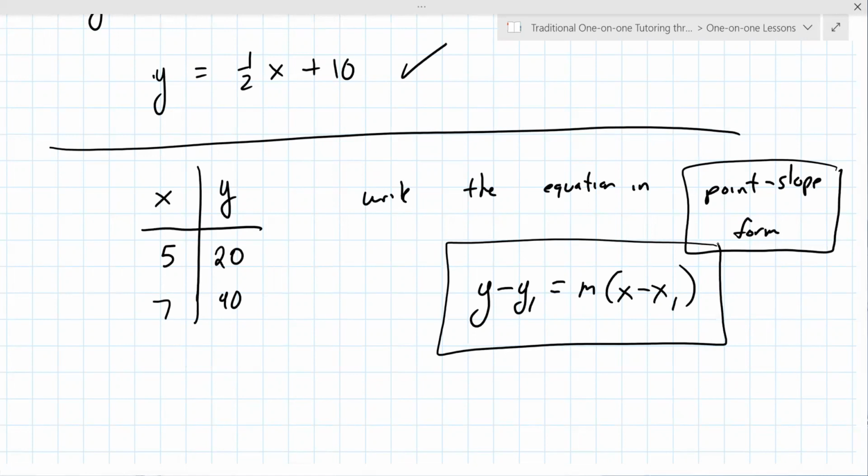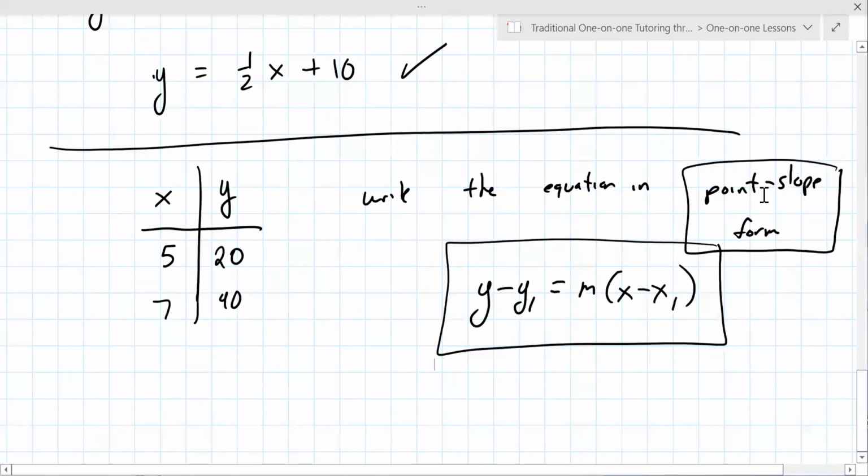Got those down? Yeah, I got that done. Great. Now, the name tells you what you need. You need a point and a slope, okay? So there's actually two points here. There's (5, 20) and (7, 40), which means you can use either one for your point.